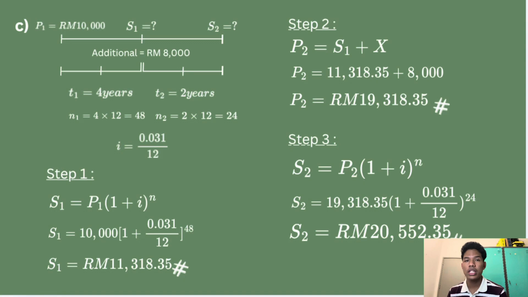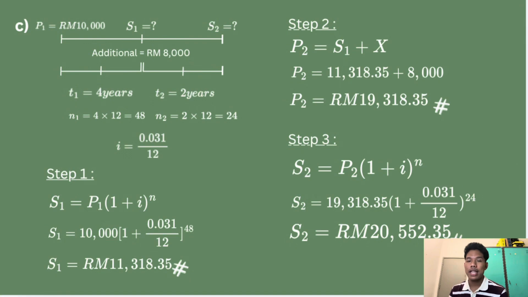For step 2, we need to use the formula P2 equals S1 plus X, where X is the additional deposit. So P2 equals 11,318.35 plus 8,000. So the answer is P2 equals RM 19,318.35.